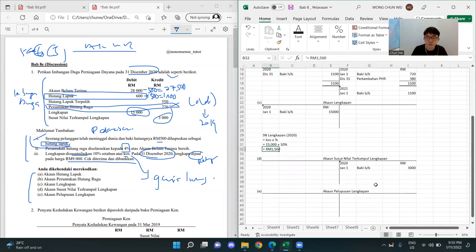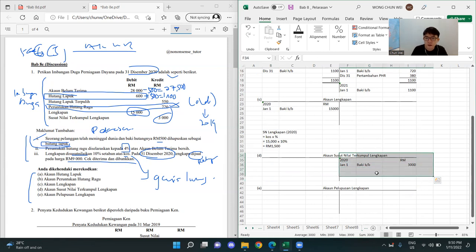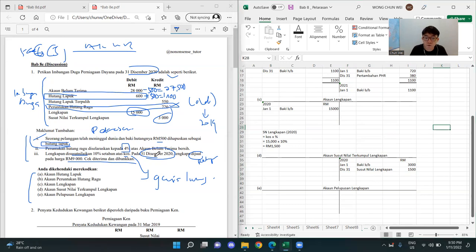So if it is susut nilai for 2020, I have to credit my SNT. Here I put susut nilai lengkapan. How much? 1,500. December 31st. Okay, then only there is a selling on 31st December. You jauhkan. So if you jual, maksud I have to tutup and pindah lengkapan to my pelupusan. So same thing lah. We already learned just now.